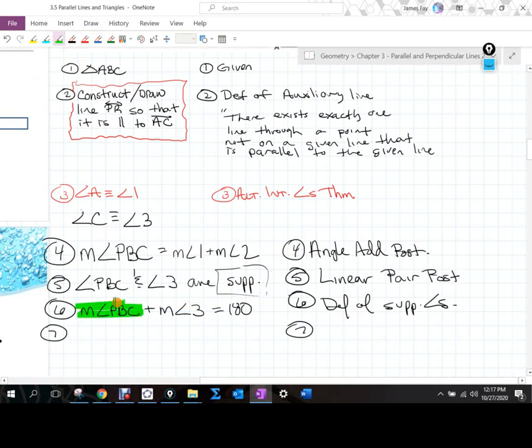But have I anywhere throughout the proof already identified another way of talking about the measure of angle PBC? Is the measure of angle PBC the same thing as 1 plus 2? So can I replace that? Can I take this 1 plus 2 and put it right here? So let's do that. So we got measure of angle 1 plus measure of angle 2 plus measure of angle 3 equals 180. And all that is substitution, right?